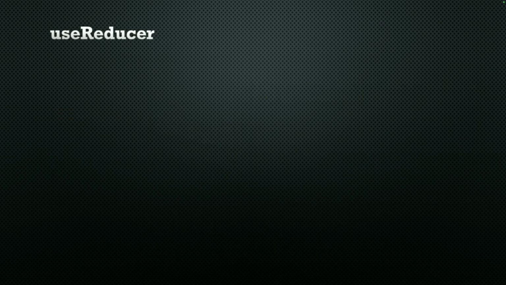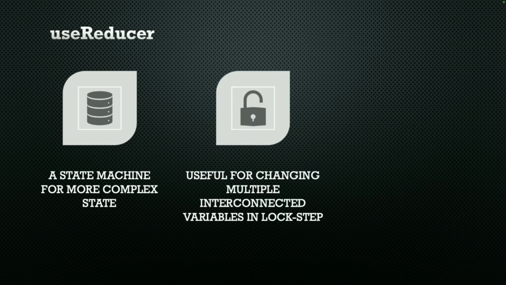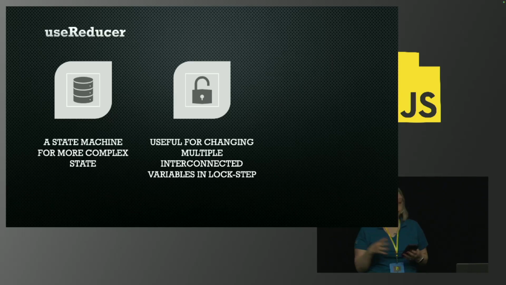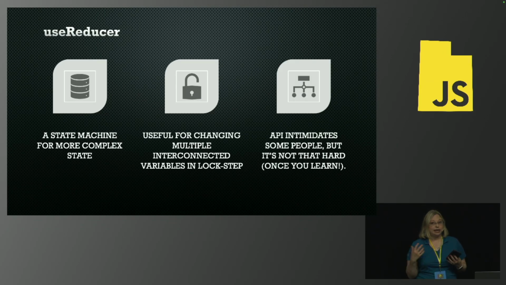useReducer is the next one. This one's a little bit harder. It's a little bit more complex. It's a state machine, right? For complex state, we've used state machines all over, and you've probably used a reducer, but I'm going to go into it because some people just sort of avoid it because it's kind of hard. It's useful for changing multiple interconnected values together in lockstep. And the API can be intimidating, but it's not actually that hard once you learn.